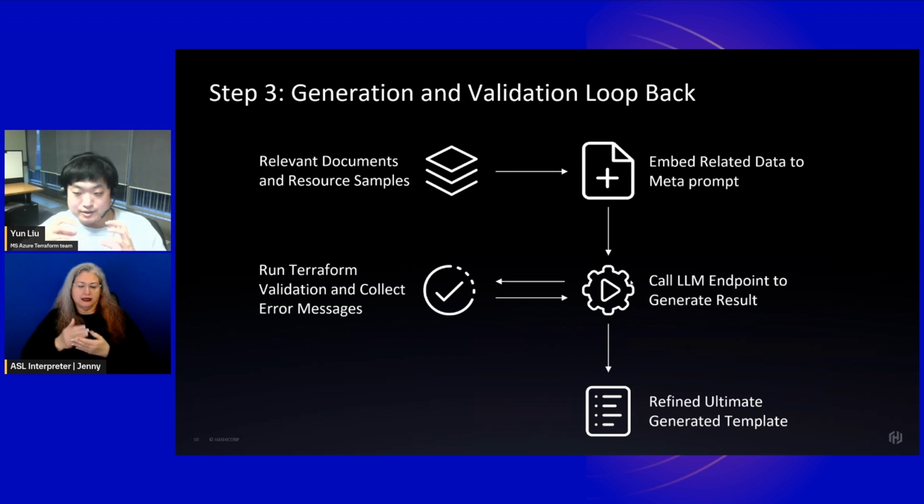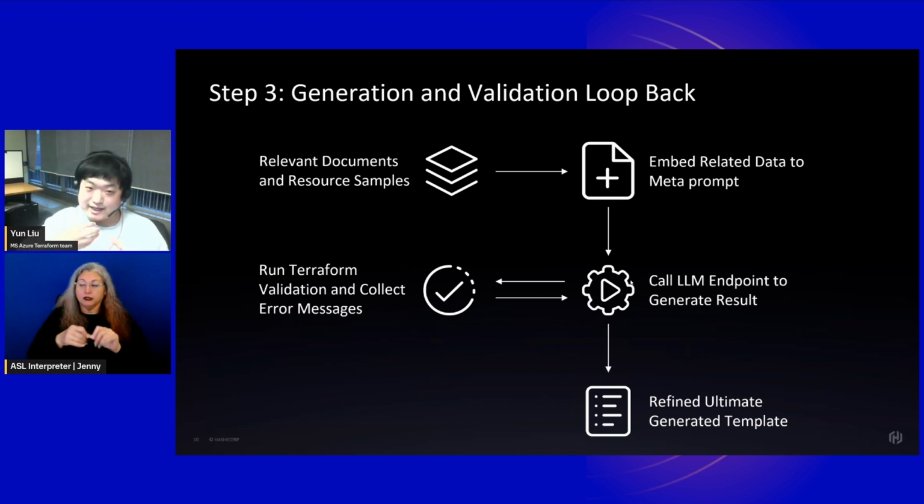Here we use Terraform validation to collect the error messages. For example, if the first generated result contains some resources that do not exist, or contains some properties that should not be here, the Terraform validation will tell us what the error message is, and in which line and in which column of the generated content this error appears.